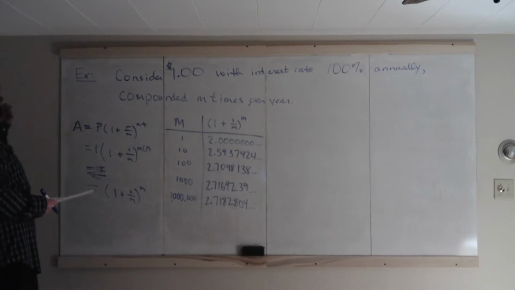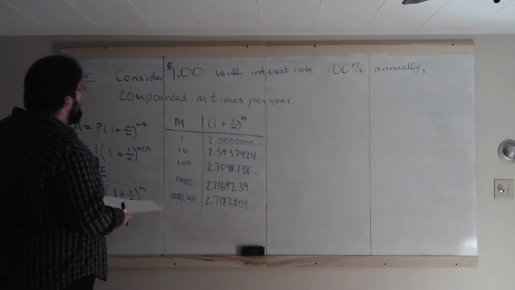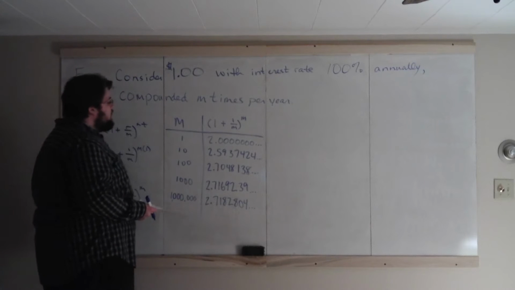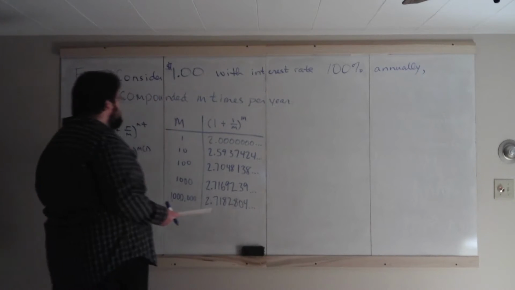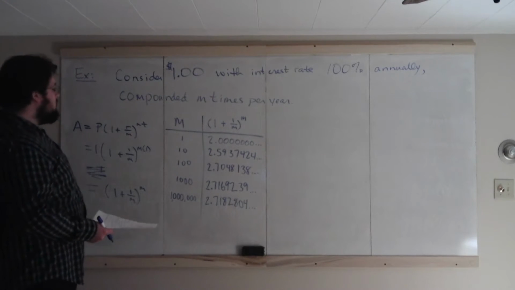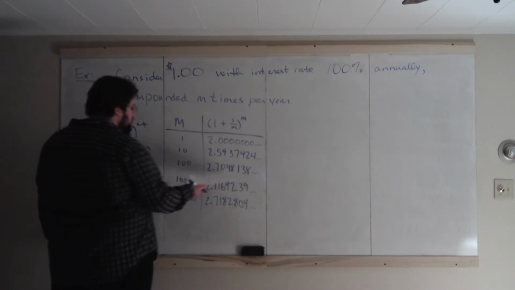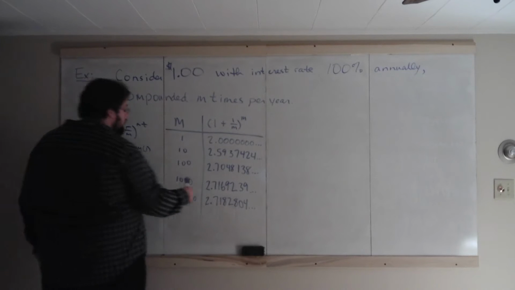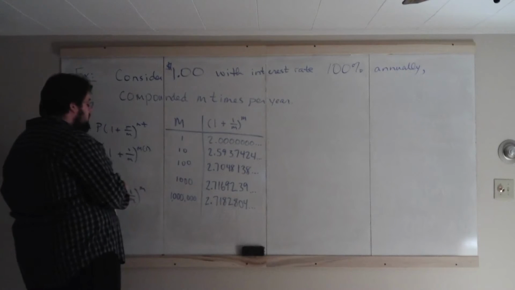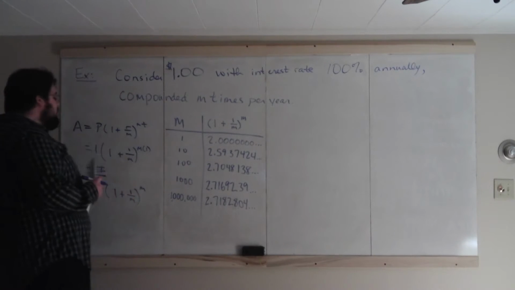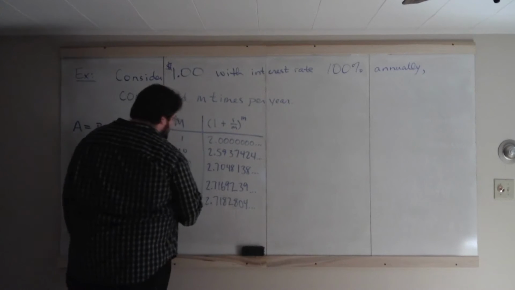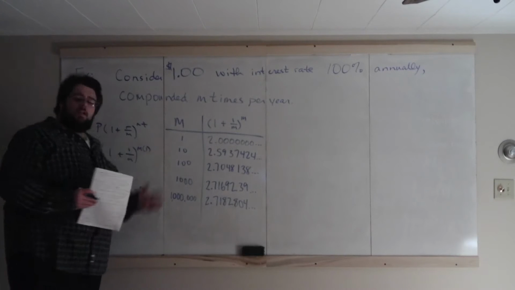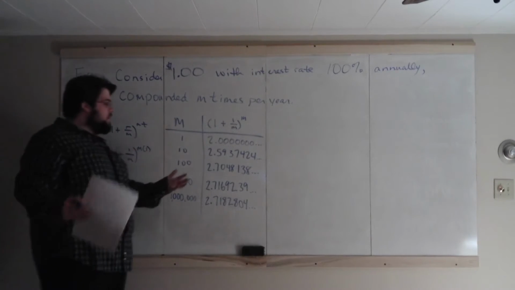So if you compound it once per year, you get 2 whole dollars at the end. You compound it 10 times per year, at the end you have $2.59 and so on. You compound it 100 times per year, 2.70 and so on. You compound 1,000 times per year, 2.7169239 and so on. You compound it 1,000,000 times per year, it goes only up to 2.7182804 and so on.